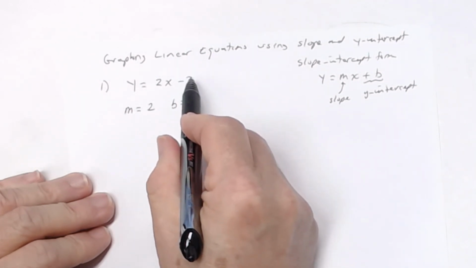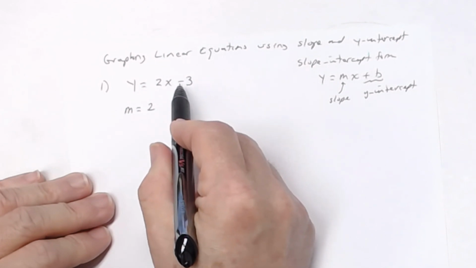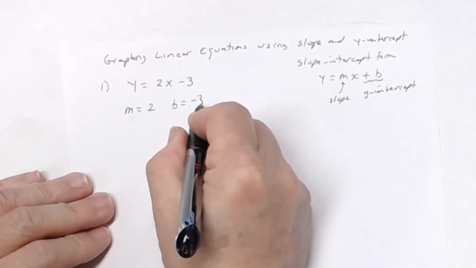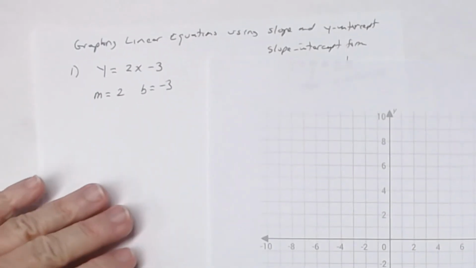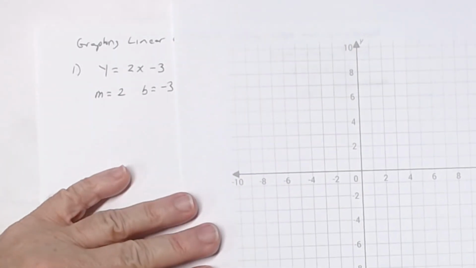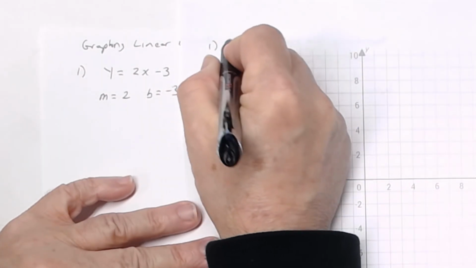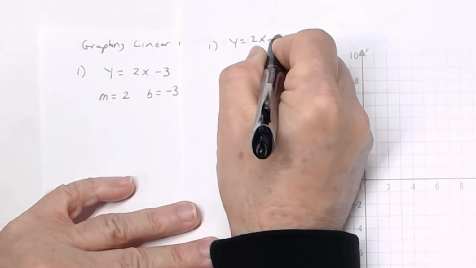So make sure you're careful. It is not a positive 3, it is a negative 3. And so from there, I can go ahead and graph this line using slope and y-intercept. So let's go and do that. This is number 1, y equals 2x minus 3.